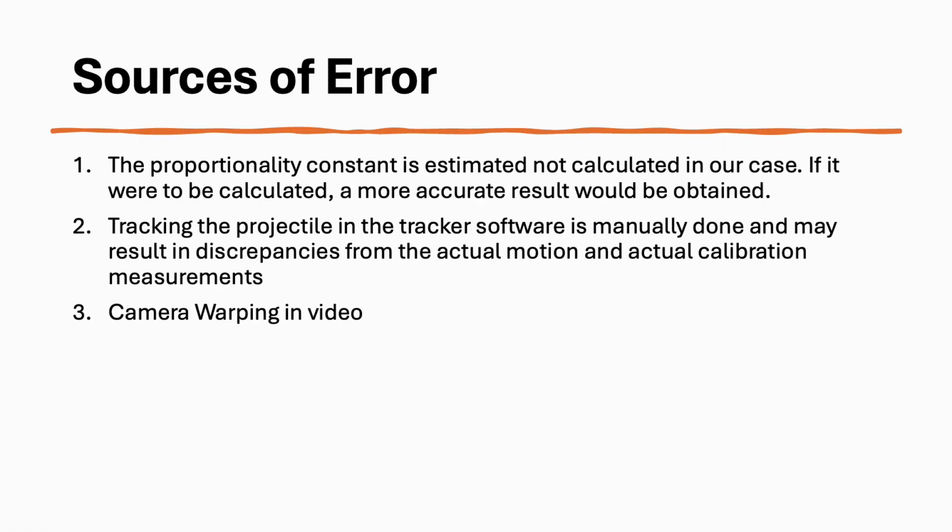Sources of error for this lab include that the proportionality constant is not calculated but estimated in our case, and if it were calculated, a more accurate result would be obtained. Tracking the projectile in the Tracker software is done manually and may result in discrepancies from the actual motion, actual calibration measurements, and there can also be camera warping in the video.